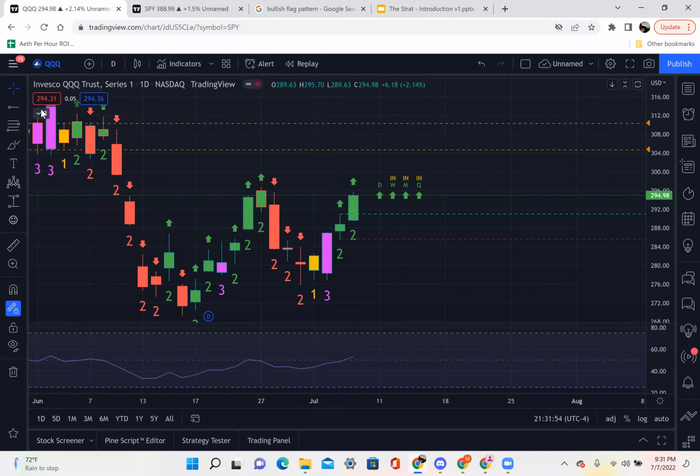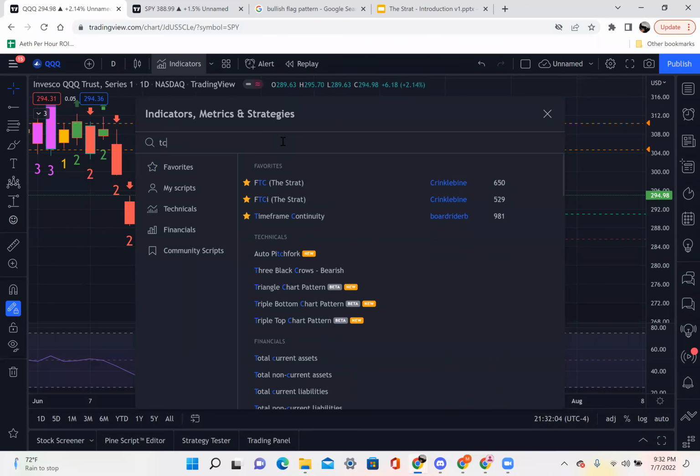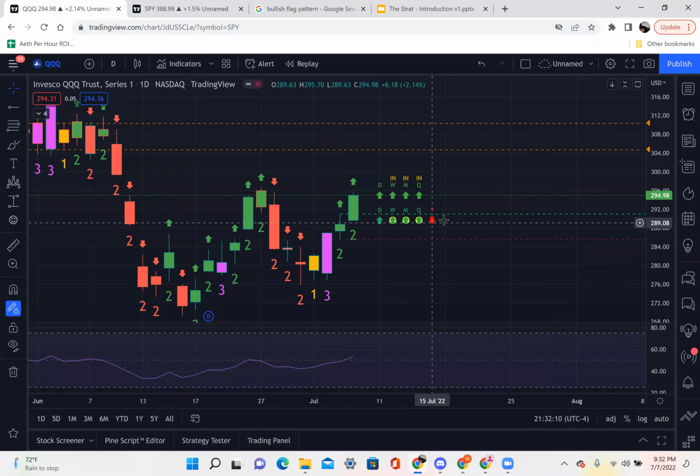So another thing, well, I'll do it once I take this off because I didn't teach you how to put this on there. And just so you can know, I'll just throw it on here because it's not a big deal. You just type in TC, time frame continuity, and I'm going to go ahead and click mine and turn mine on. You're going to see it populate right here.